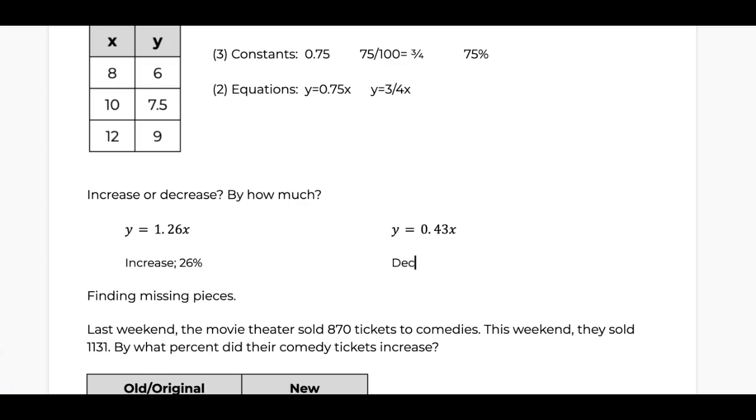The decreasing equations aren't as easy to see. They're easy to spot because they have a 0 in front, meaning that it's less than 1 or 100%. That's why it goes down. But they're a little more tricky because we have to think if we started at 1 or 100 and went down to 43, there's actually some subtraction involved there to figure out how much. So you're going to do 100 minus that 43 that's there, and that gives you 57%.